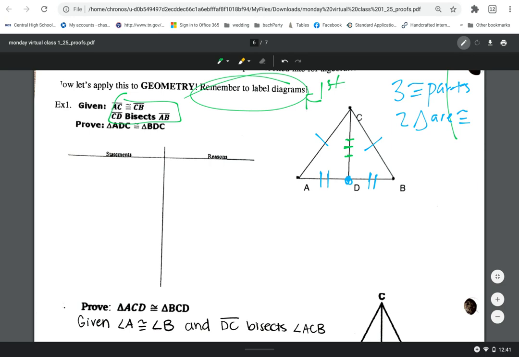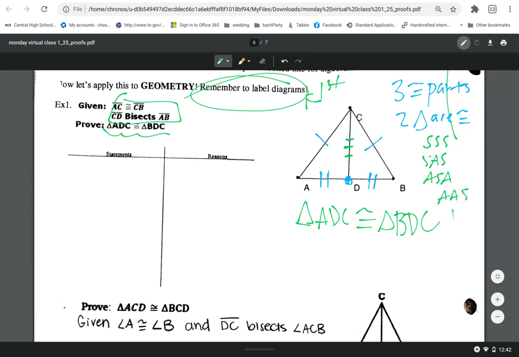So right now, I can use this. I know triangle ADC is congruent to triangle BDC. I wrote that backwards. How do I know? This is where those side, angle, side, angle, side, angle, side, and HL come into play. How are they congruent? By side.